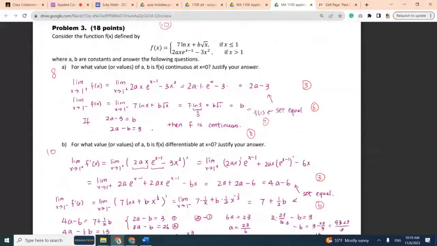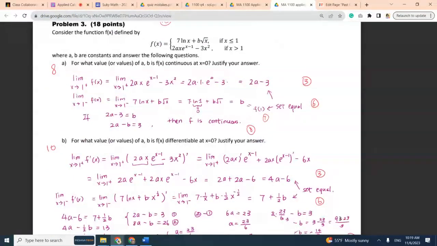Remember this problem? You find a and b such that the function is continuous. For continuity, you look at the right-side limit and the left-side limit, set them equal to each other, and make sure which one has the equal sign. That also equals f of 1. Remember, if you forget f of 1, you lose 1 point. If you forget the limit, you lose 1 point.